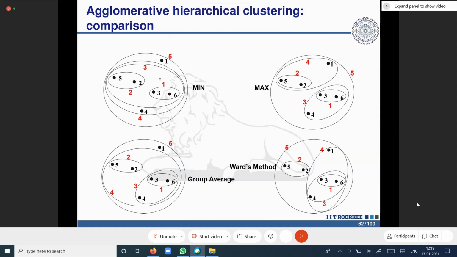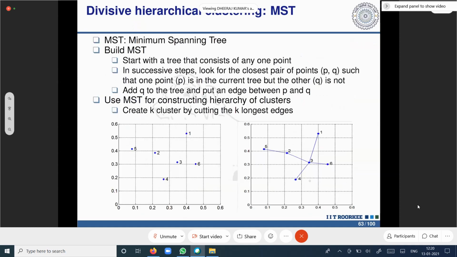All right, so for the same data, if we apply different linkage distances, we get these different results. For example, the minimum linkage, maximum linkage, group average, and Ward's method. Same data, same type of hierarchical clustering, but different linkage distances generate different results. All right, so this was all agglomerative hierarchical clustering.